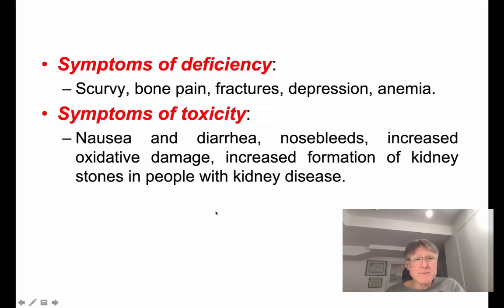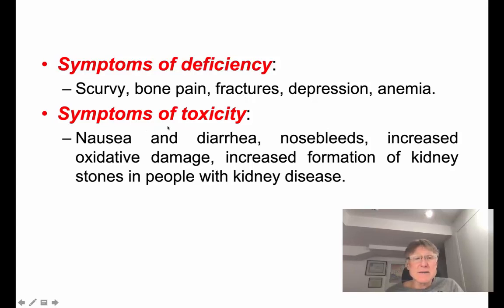Symptoms of deficiency: scurvy, as I mentioned before, and that encompasses a lot of other symptoms. Bone pain is one of them, fractures, depression, anemia. So there is a whole bunch of symptoms that can be fatal if not treated. Again, not common nowadays, unless you're in a very impoverished area, in a place where you have very limited supply of food. You might see it, but in most places in North America, you don't get it.